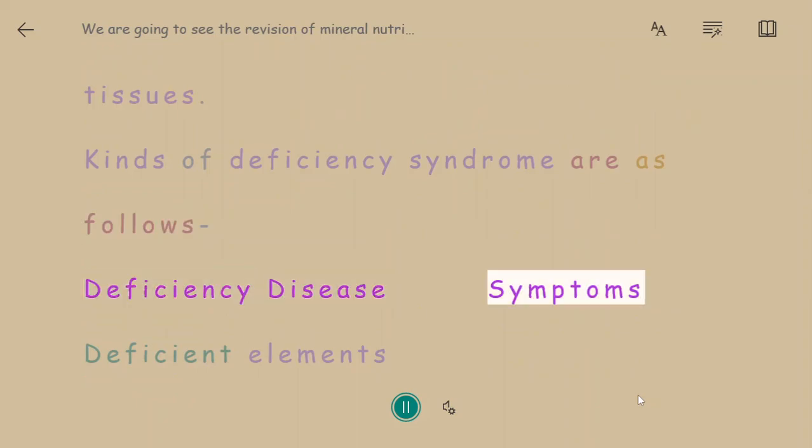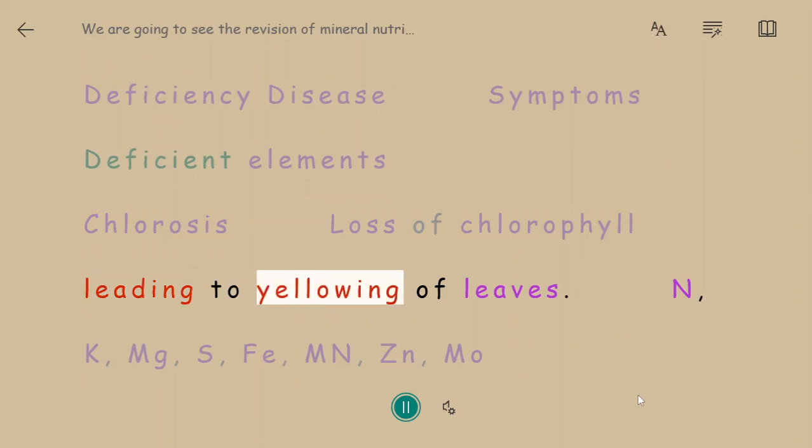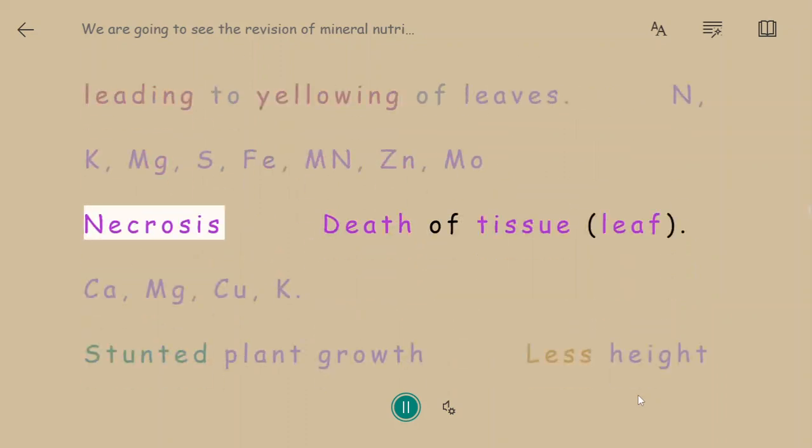Deficiency disease symptoms and deficient elements. Chlorosis, loss of chlorophyll leading to yellowing of leaves: N, K, Mg, S, Fe, Mn, Zn, Mo. Necrosis, death of tissue, leaf: Ca, Mg, Cu, K.